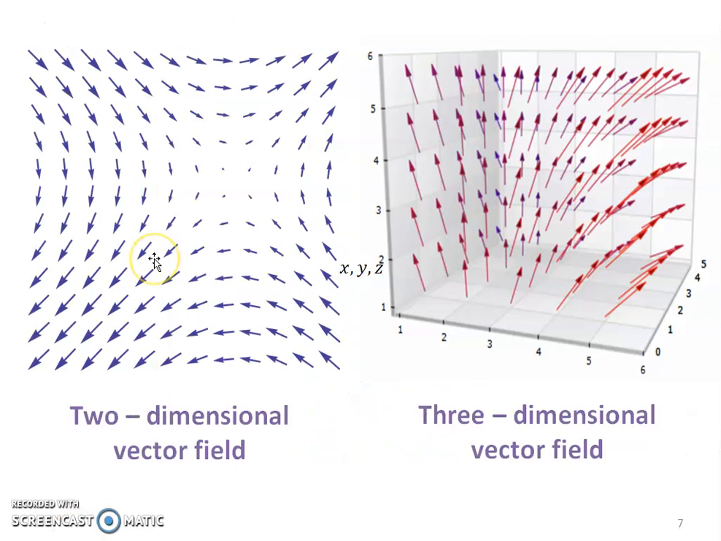Of course, we are not limited to only 2 dimensions. We also have 3-dimensional vector fields. Each point in this field will be an ordered triple, (x, y, z), and we're going to assign a vector at every point in this 3-dimensional space.